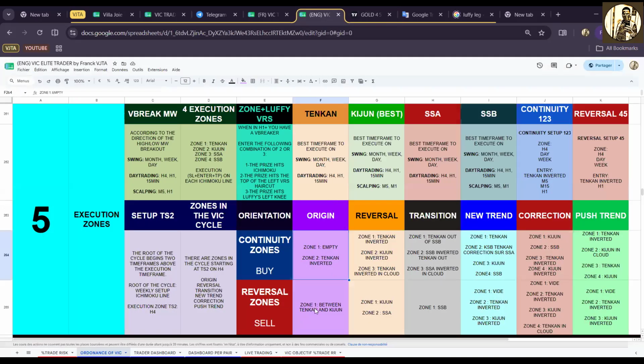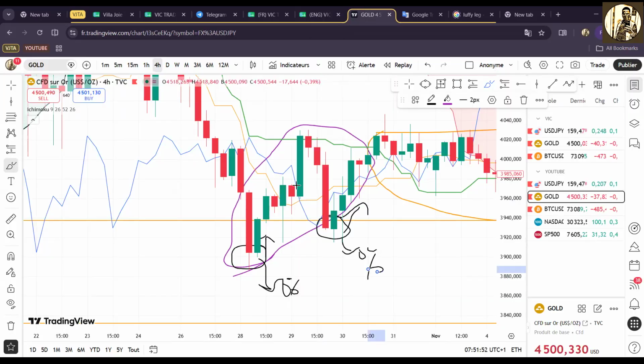Now, you have a reversal zone during this cycle. It will be Kijun. Now on Kijun, right, during this cycle, you have 100% chance for the price to go down, and 0% chance for the price to go to the upside. That's how it works during this cycle, this origin cycle.